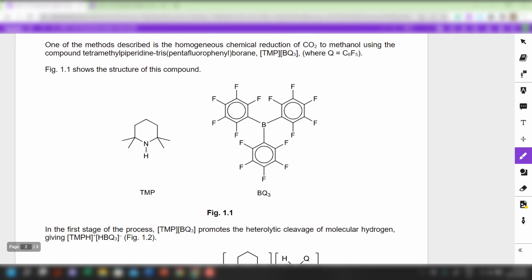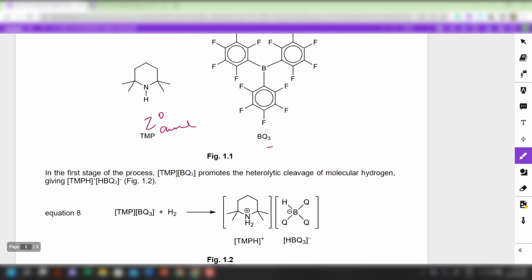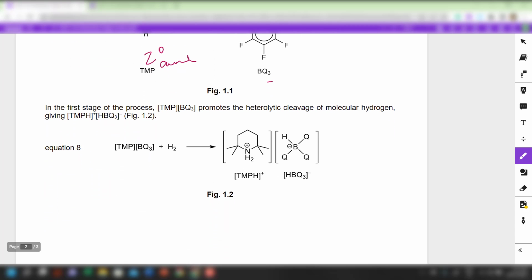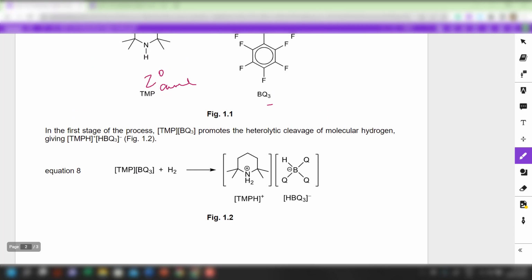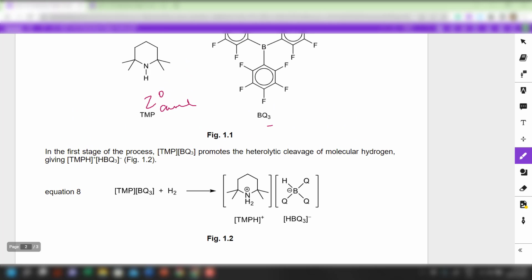They show you a particular compound or two compounds. TMP is a secondary amine, and then of course you have BQ3. Q is actually the pentafluorophenyl group, which is bonded to the boron center. Then it was mentioned that in the first stage of the process, TMP and BQ3 promote the heterolytic cleavage of molecular hydrogen.